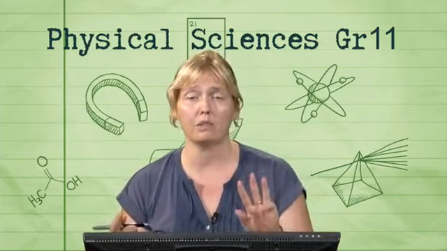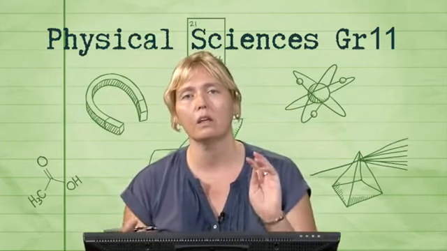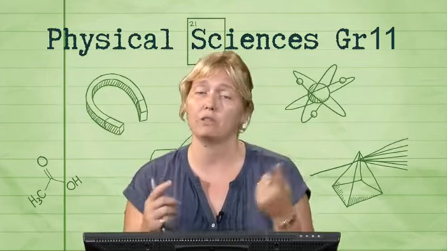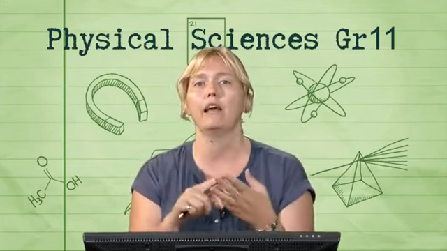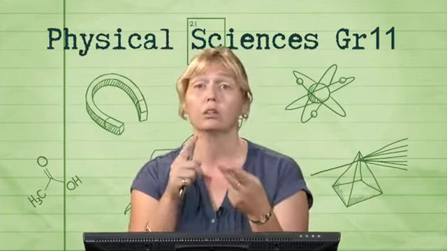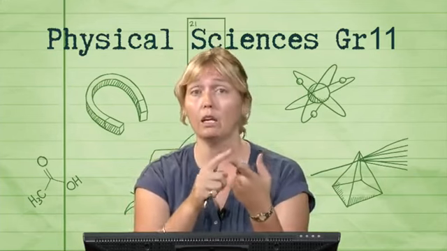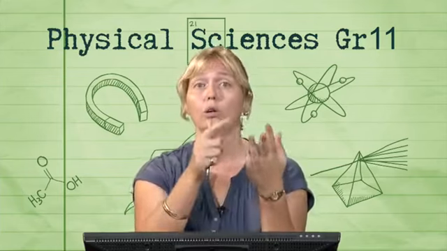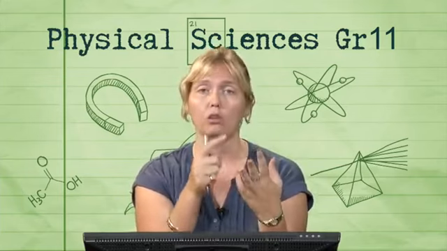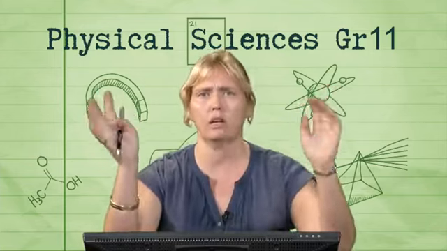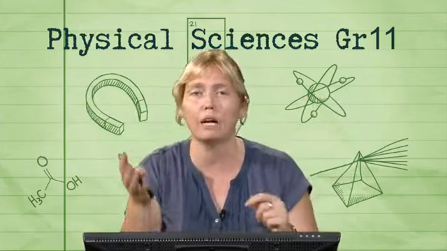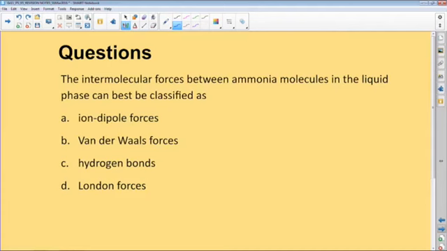There are 3 specific atoms that will give you hydrogen bonds. They must be bonded to hydrogen, but they must be our 3 small atoms that are highly electronegative: nitrogen, oxygen, and fluorine. So if you get NH3, H2O, or HF, you should expect hydrogen bonding every time. So the answer is hydrogen bonding. Because it's got nitrogen and hydrogen, you'd be correct. The intermolecular forces between ammonia molecules in a liquid phase can best be classified as hydrogen bonds.